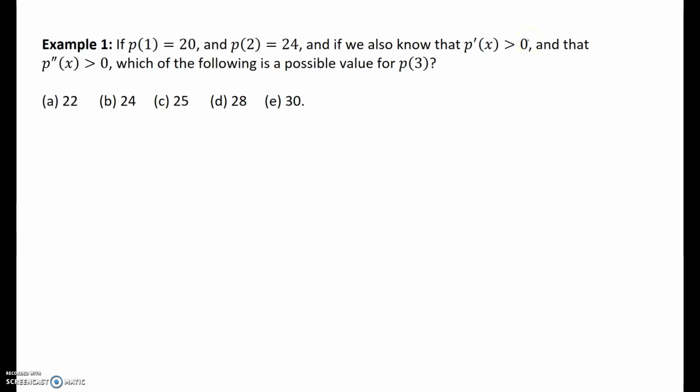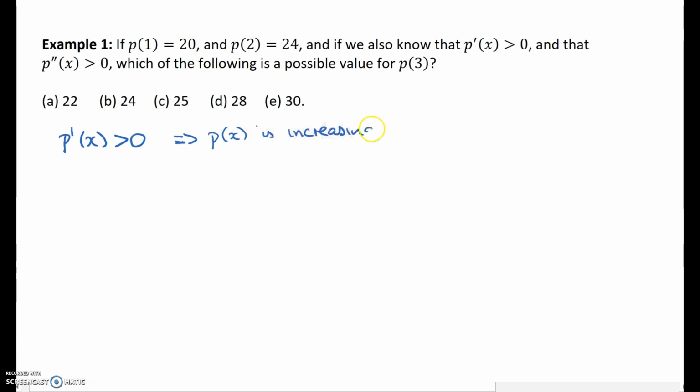The first one is P prime of x is greater than 0. In other words, what that tells us is that P of x is increasing. Okay, always. P of x is always increasing. So between successive values of x, P of x must go up.